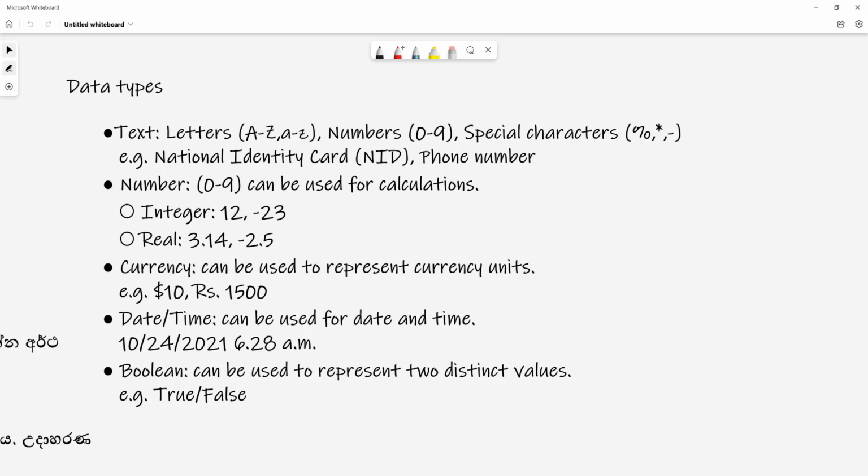Next, date and time. You can define date and time information.